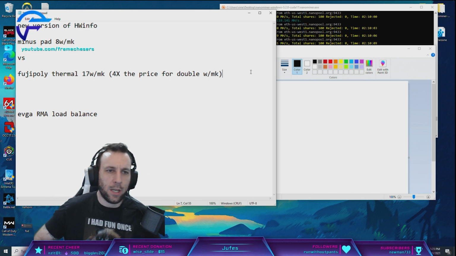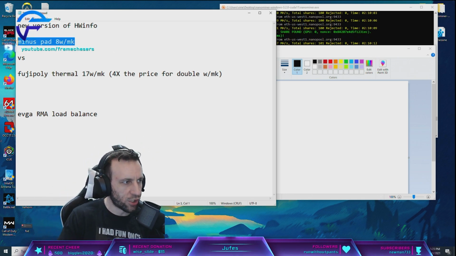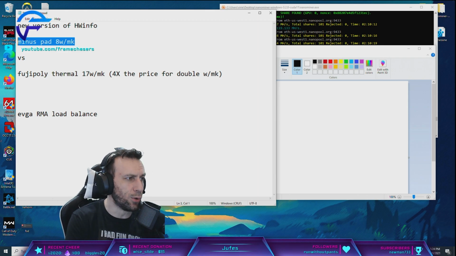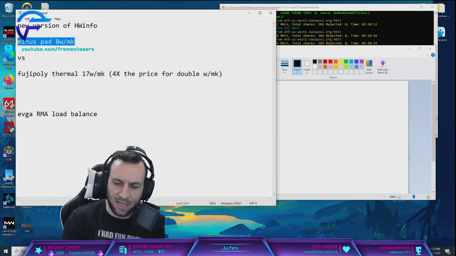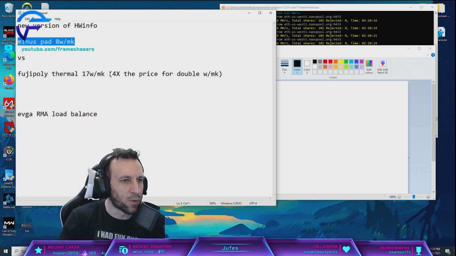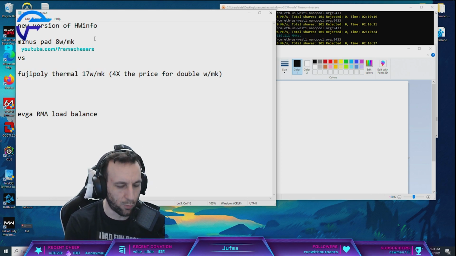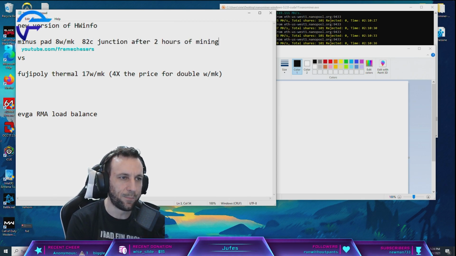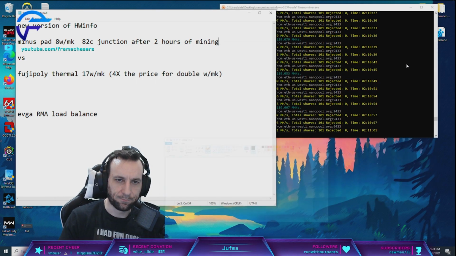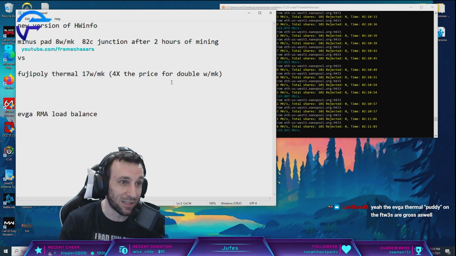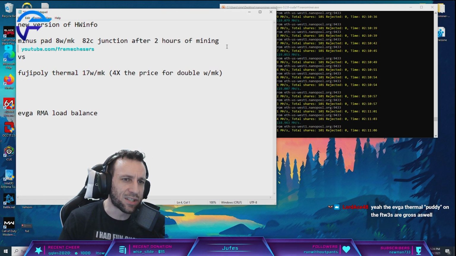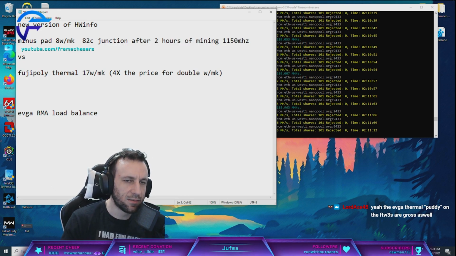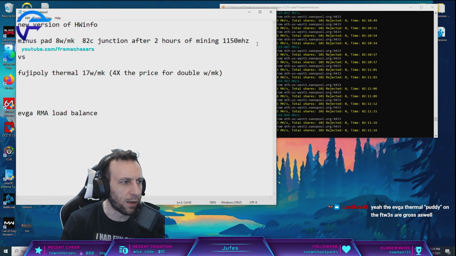So I tested these ones first, and I already showed you guys, my junction temperatures were 82 Celsius, right? And then I swapped to these ones last night. So this one was 82C junction after 2 hours of mining. Let's check what the Fujipolys are at. And this was 1150 megahertz on the RAM, I want to say. I couldn't go any higher on this card.